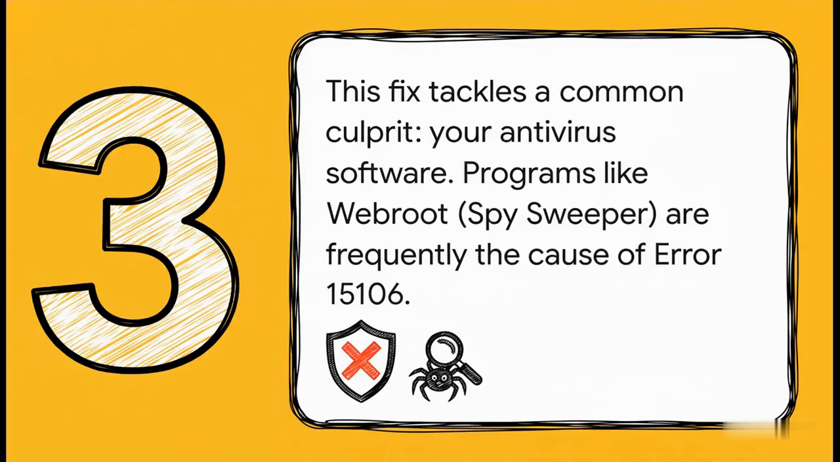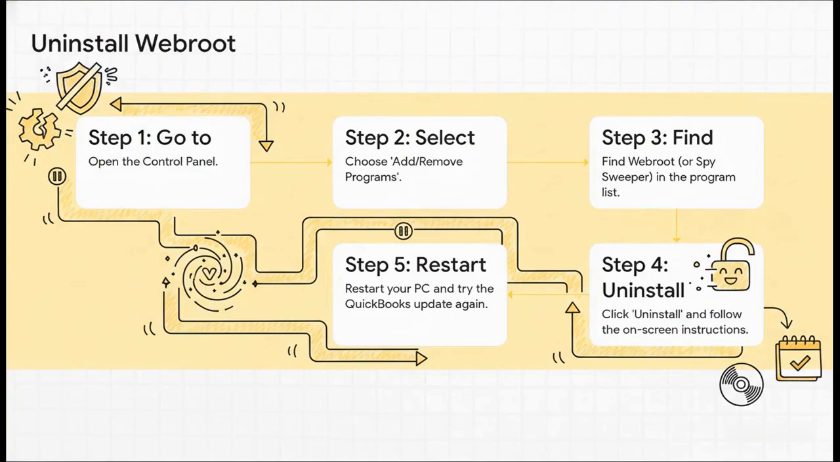All right, on to fix number 3. And this one tackles one of the most common culprits we mentioned earlier, your antivirus software. Programs like WebRoot, which you might also know as SpySweeper, are, believe it or not, a really frequent cause of error 15106. Yep, this is a classic case of a program that's designed to protect you accidentally getting in your way. So if you have WebRoot installed, the most direct solution is to just temporarily uninstall it through your control panel. Once it's gone and you've restarted your computer, try that QuickBooks update again. You can always reinstall your antivirus right after the update is finished.